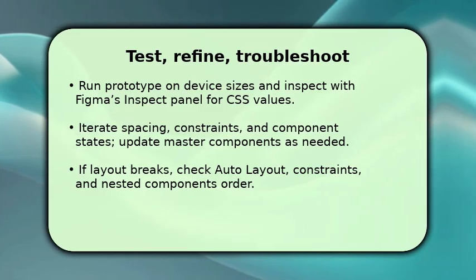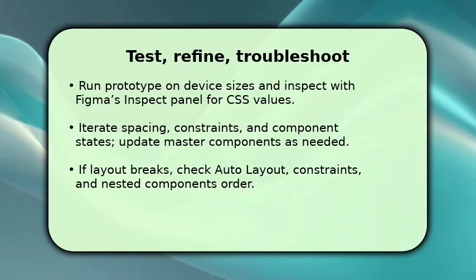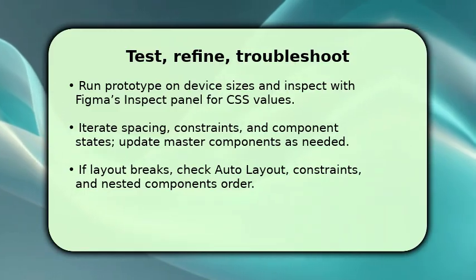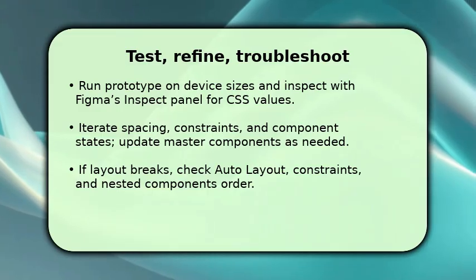Make iterative refinements to constraints, auto layout padding, and variant states until transitions are smooth. When you're happy, update master components and publish the library so teammates get fixes.